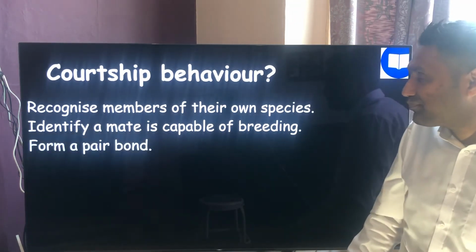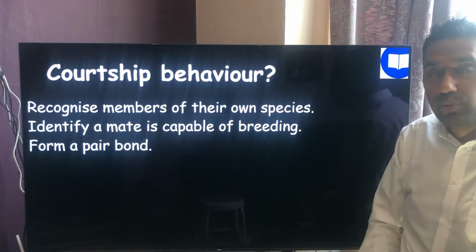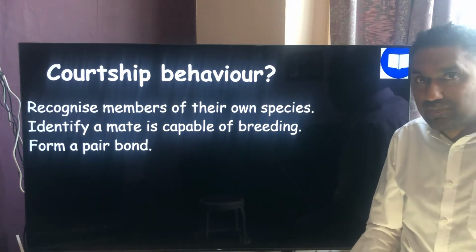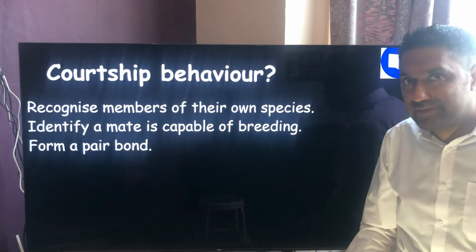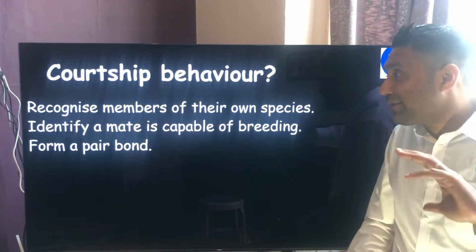So why? Because you need to form a pair bond. You'll be walking hand in hand with your pair bond, not hand in hoof with a little sheep or something, because that would be wrong. So don't do it.